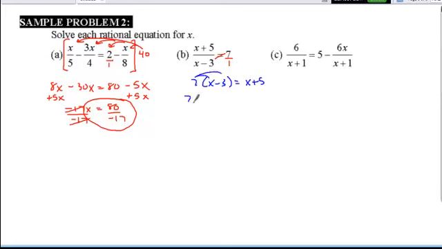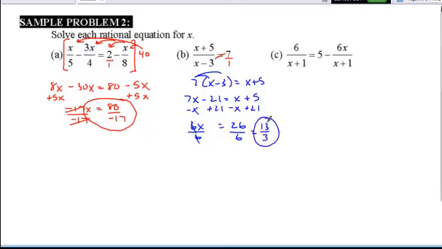We can distribute our 7 through. Subtract an x from both sides, grouping all our like terms together. Add 21 to both sides. And when we simplify and solve, we can reduce this fraction to 13 over 3. And that would be our solution for x in this case. So again, if you have two fractions set equal to each other, it's a proportion, you can just cross multiply.